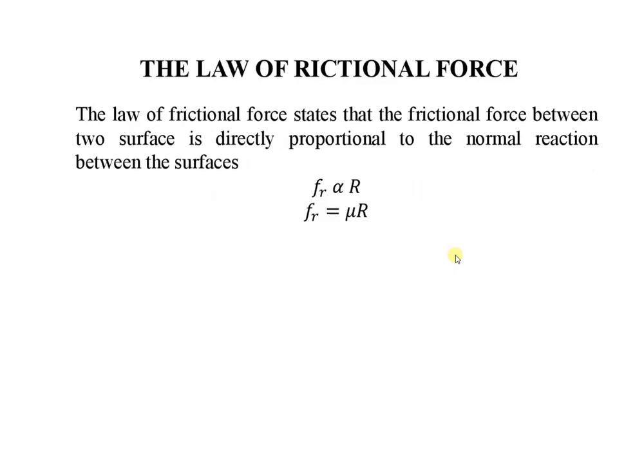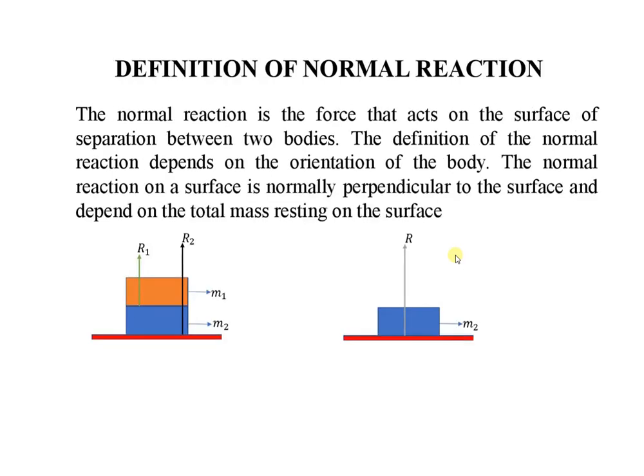Now let's look at the law of frictional force. The law of frictional force states that the frictional force between two surfaces in contact is directly proportional to the normal reaction between the surfaces. So frictional force is proportional to normal reaction. Now if we remove the sign of proportionality, we have to introduce a constant of proportionality known as the coefficient of friction. Now, the definition of the normal reaction. The normal reaction is the force that acts on the surface of separation between two bodies. The definition of the normal reaction depends on the orientation of the body.